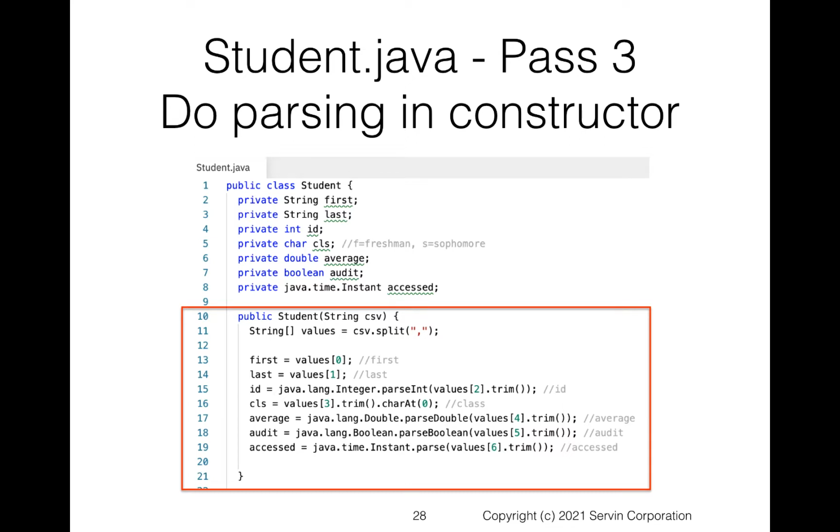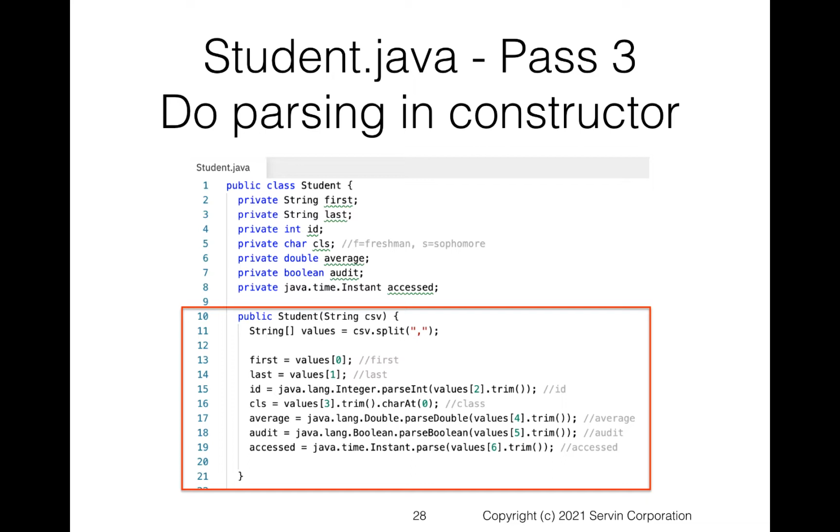For pass 3, we do parsing in the constructor. So notice at line number 10, we have our string come in. We see at line number 11, we have a string array of values. And we get that array of values by going to CSV and doing a dot split. So this CSV is a string. The string has a method called split, and we split it based on where the comma is at, because we know that CSV is comma separated values.